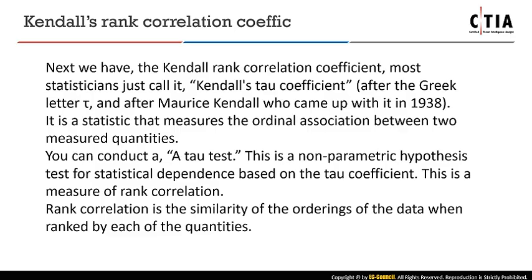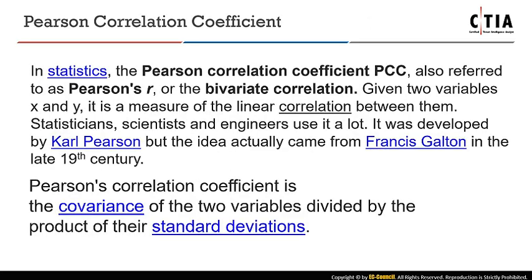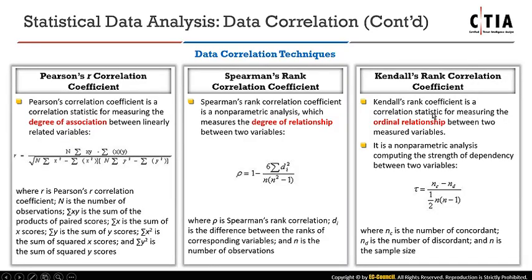This is also a non-parametric hypothesis test for statistical dependence based on that tau coefficient. It's a measure of rank correlation, and rank correlation is the similarity of orderings of the data when ranked by each of the quantities. So again, an ordinal relationship between these two variables, non-parametric. We see the equation right here.